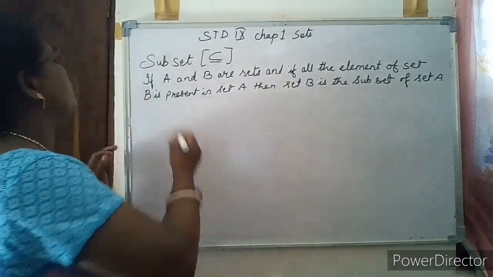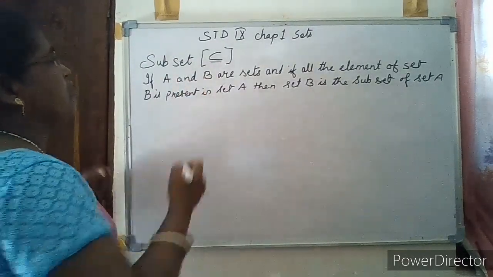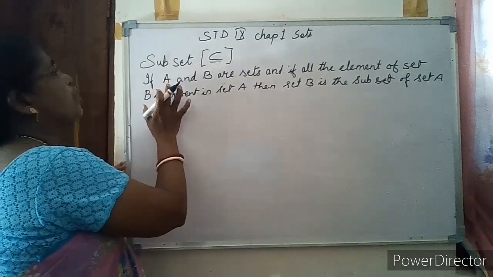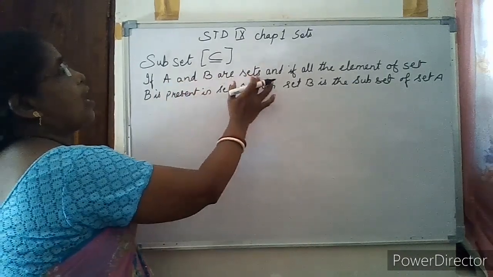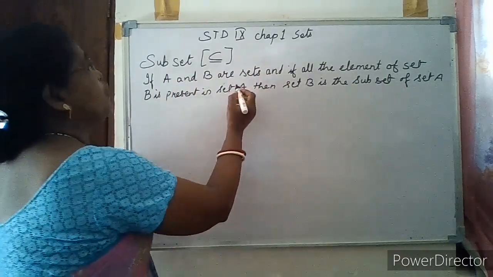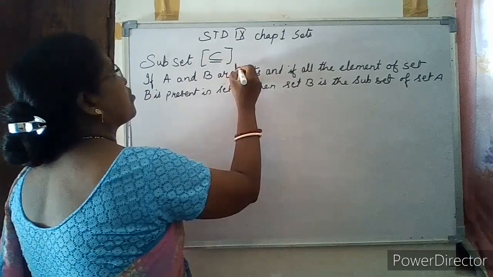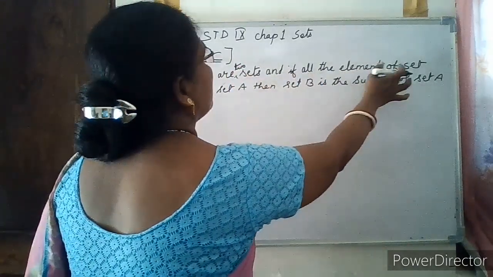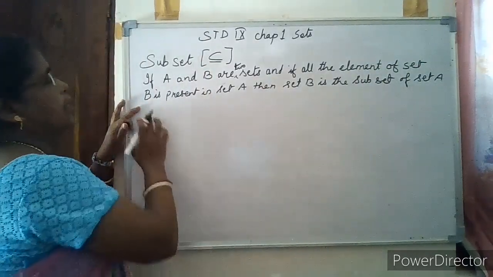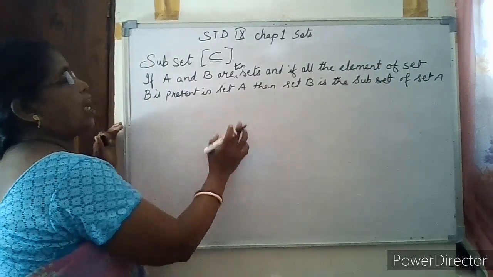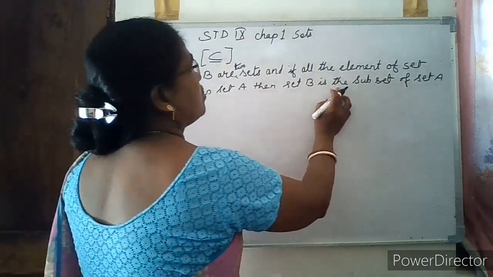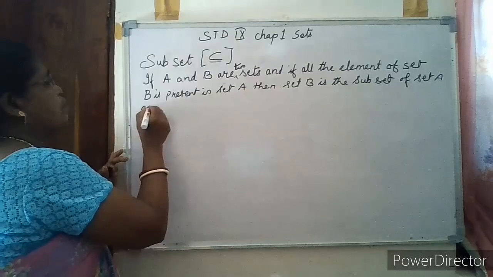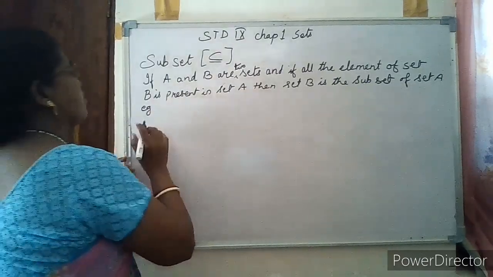Okay, now we are going to learn subset. This is the symbol of subset. Now, what is a subset? If A and B are two sets, and if all the elements of set B are present in set A, then set B is a subset of set A. You will understand better with an example.